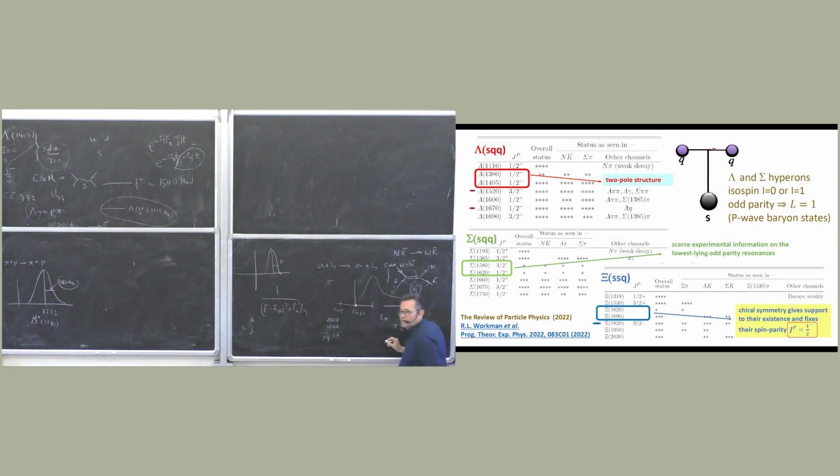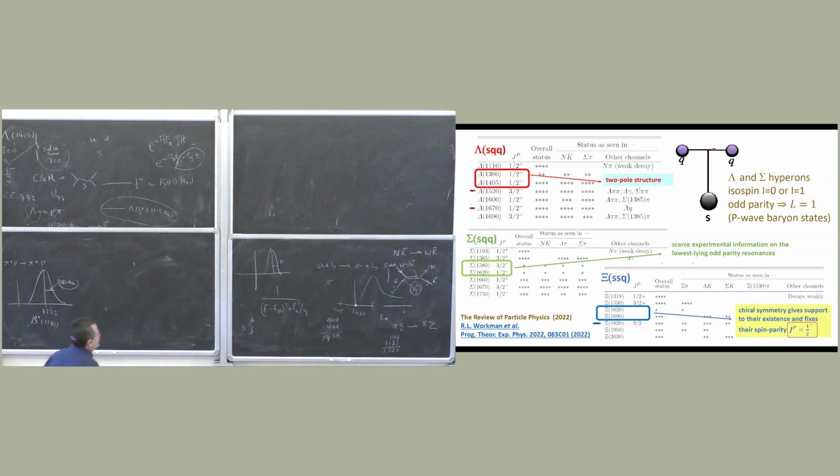What is the mass of the pion? 140. And the mass of the sigma? Something like that? Works for you? 1,325. Okay, 1,325. So in principle, the lambda 1405 could be a resonance of pi sigma.